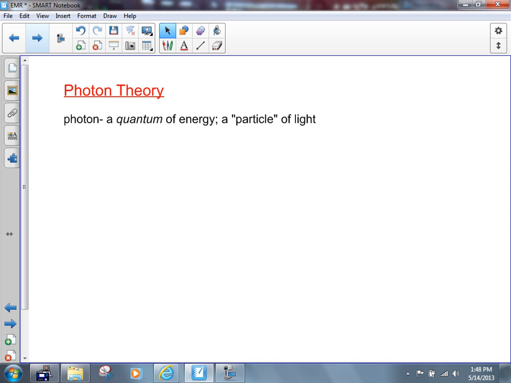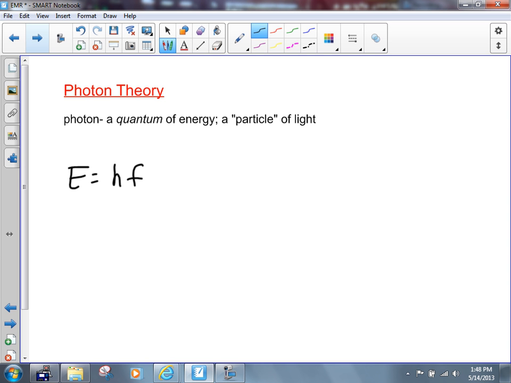Now, we can describe the energy of a rock with the equation Ek = 1/2 mv². We can't describe the energy of a photon with that equation because a photon doesn't have any mass. A photon is massless. Einstein described the energy of a photon with this equation, E = hf.